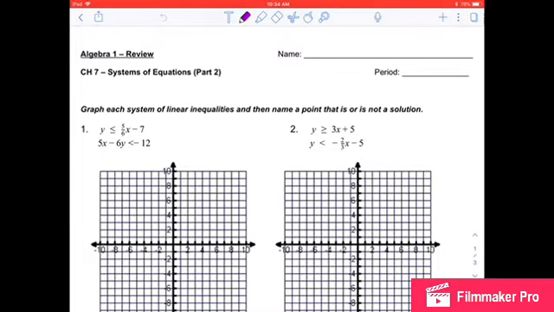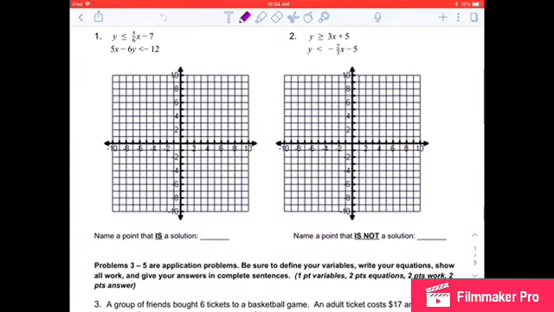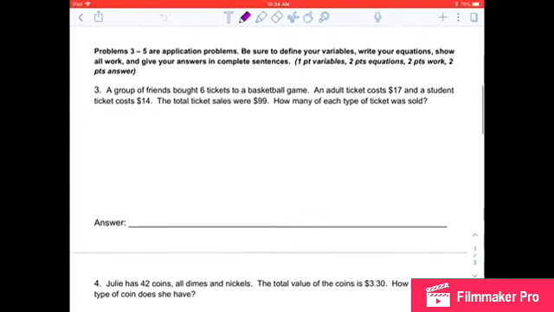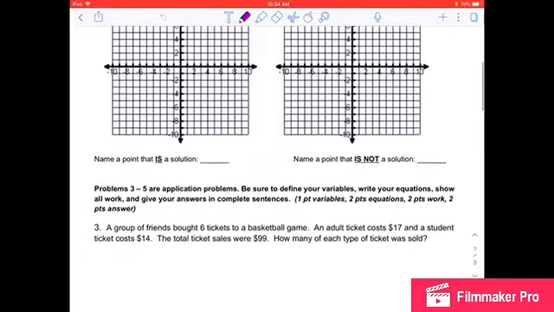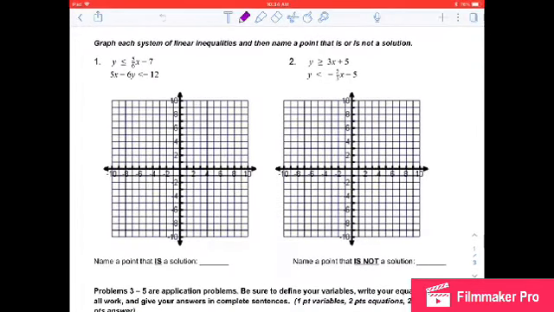All right, Algebra 1, we are talking through our Chapter 7, Part 2 study guide today, which deals with two things, and those are systems of inequalities, like these first two, and then the rest are applications. All right, so with that being said, let me mess around real quick.